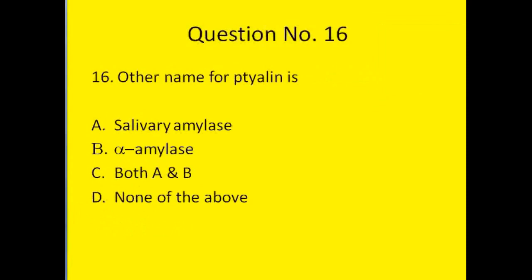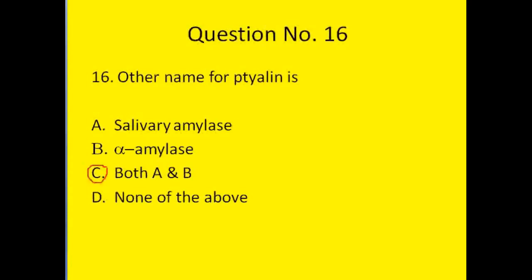Question number 16. Other name for ptyalin is. Ptyalin has other names: salivary amylase, and it has one more name, alpha amylase. So both A and B are correct. You have to opt for option C, because it has both names. Salivary amylase is another name of ptyalin, and alpha amylase is also another name of ptyalin. So the correct option is C.